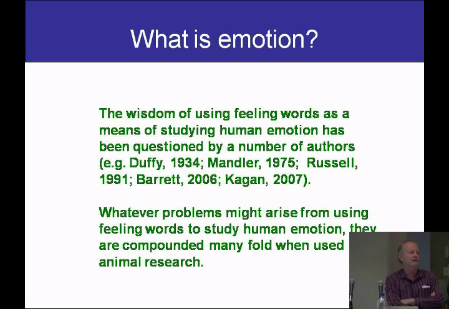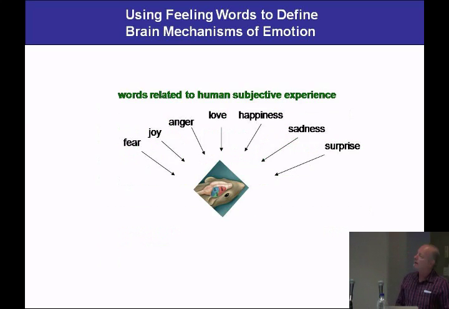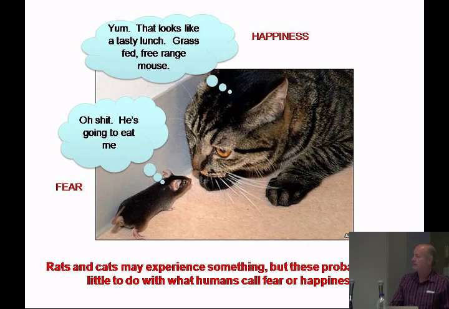But whatever problems there are with this in humans, they're greatly confounded and multiplied when we try to use this to study emotions in animals. So, can we really do this? Can we find these basic emotions in animals? So here's a rat and a cat. I guess they're experiencing something, but I think whatever they're experiencing probably has little to do with what a human would call fear or happiness or joy, or whatever the cat might be experiencing. Again, these words are concepts. They're not things. They're just concepts of a lot of stuff, and we'll be talking a little bit about that. I have a cat. I pet him. He purrs.